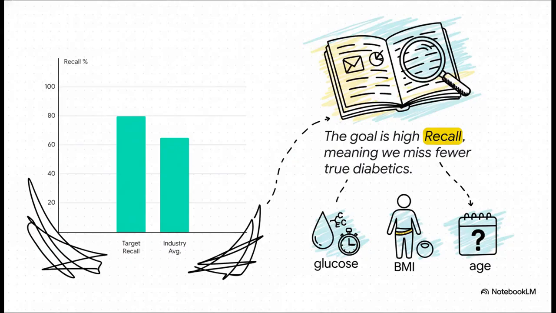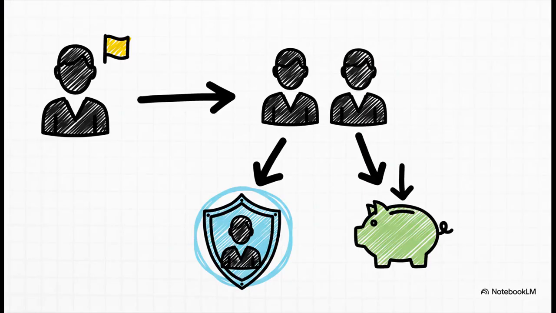So what does success even look like for a tool like this? Well, a key metric is something called recall. In plain English, that just measures how good the tool is at finding all the people who actually have the condition. A target of 80% means we want to catch at least 8 out of every 10 at-risk patients. And this is so important. It is far, far better to have a few false alarms than to miss even one single person who really needs help.